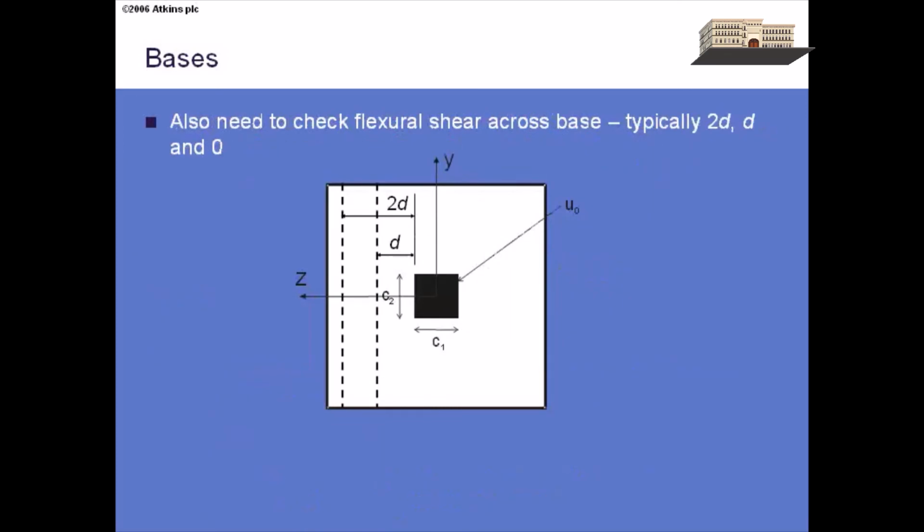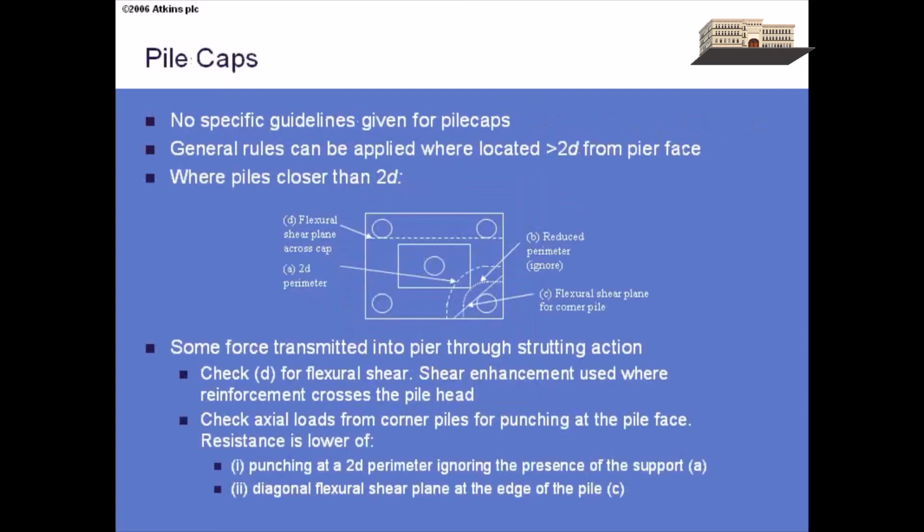For bases, we also need to check flexural shear across the base. Again, that's just the same as we've done now, and the example covers that. When we get onto piles, then we have the scenario here of how many planes do we have to check. If we've got a pile base, then we have to check a flexural shear plane across the base in the same way as we would have done previously.